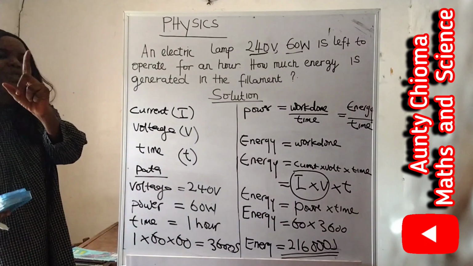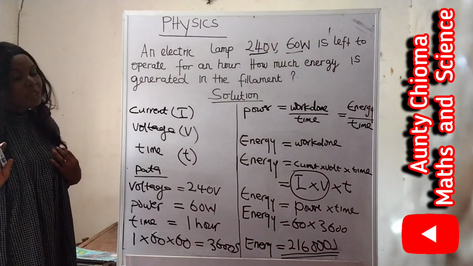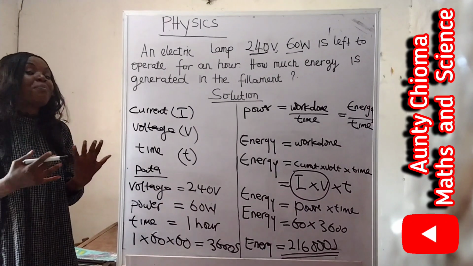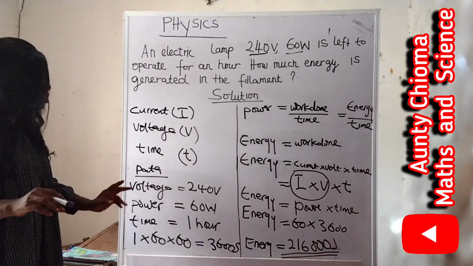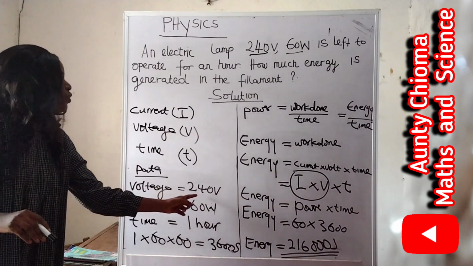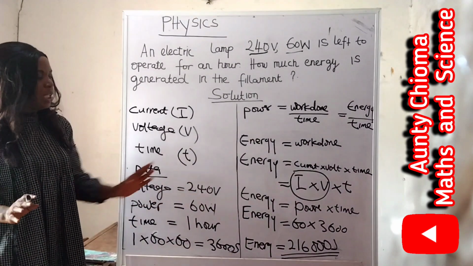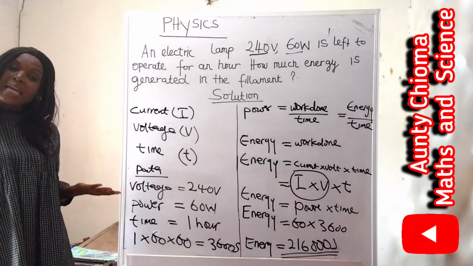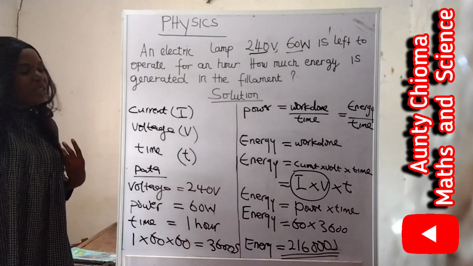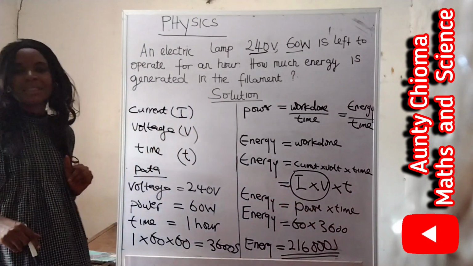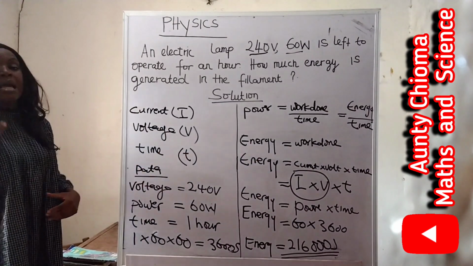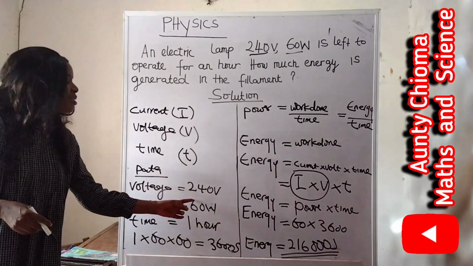But I want us to note one thing. At the beginning I said this is a little bit corny, but if you understand it, we will solve it. We did not finally use this 240 voltage given to us. No, we did not use it. It did not appear in the working. Why? Because we chose to use the formula of energy equals power times time. That means we throw away this 240.